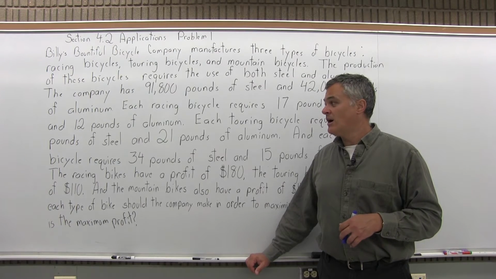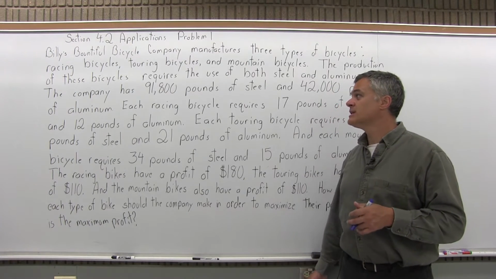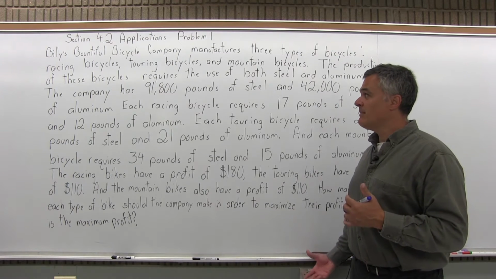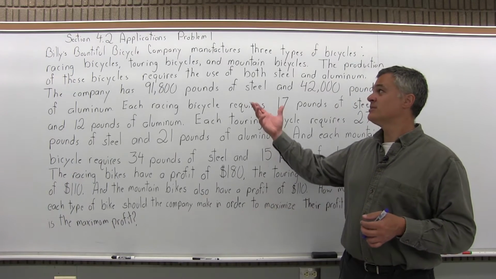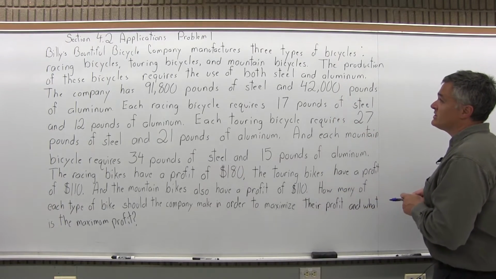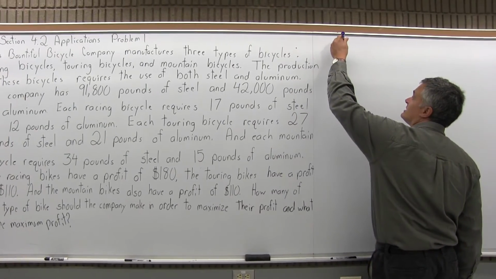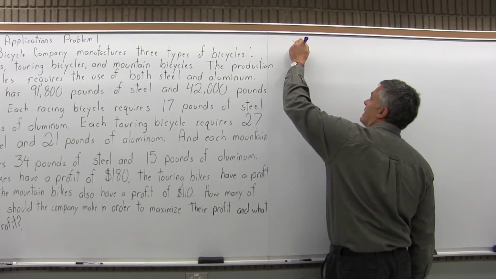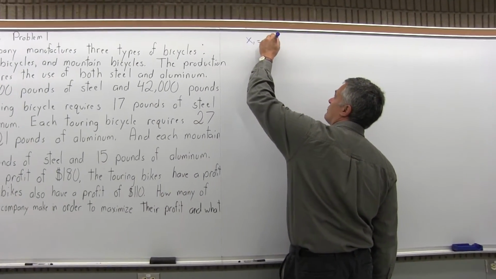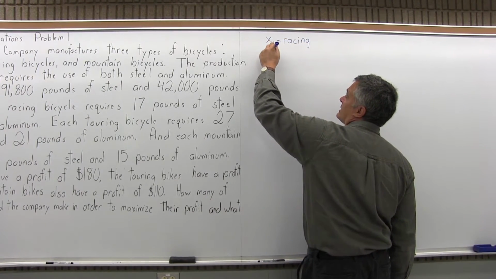So in order to set it up, step 1, identify your variables. Your variables are the things that are being made. And in this case, the things that are being made are the 3 types of bicycles. So the first type mentioned is racing bicycles. So I'm going to call that not just x, but x1. x1 equals, and we can just put racing. We don't have to write bicycle because they're all different types of bicycles.